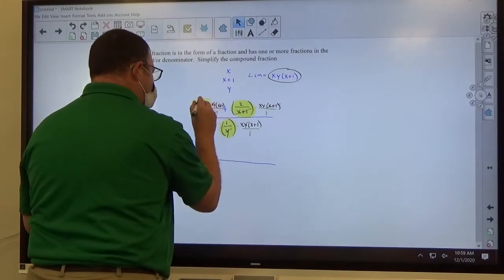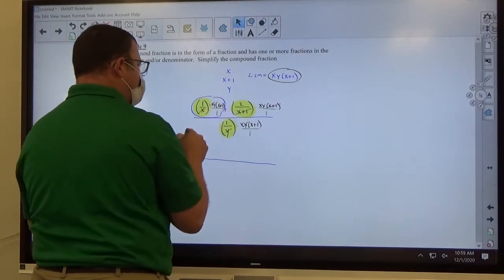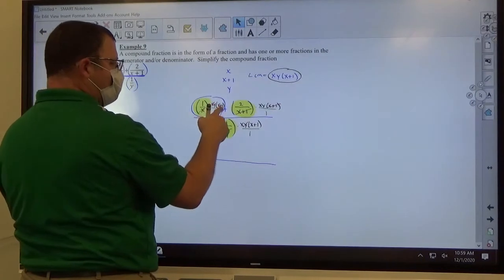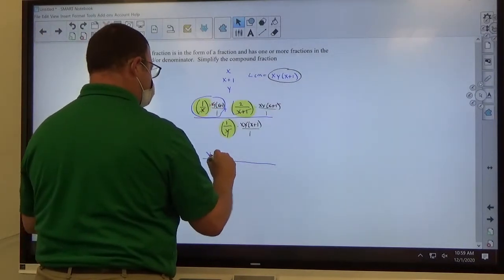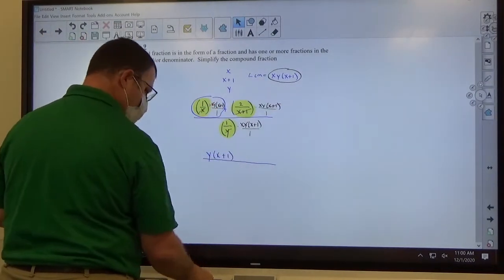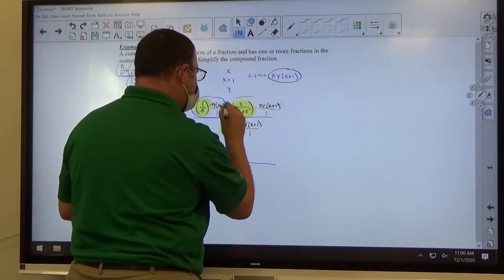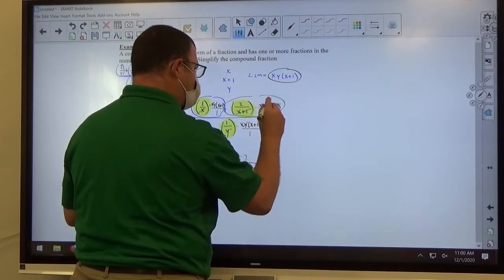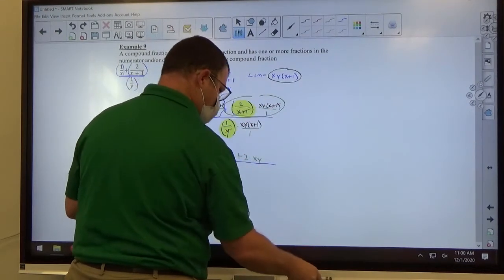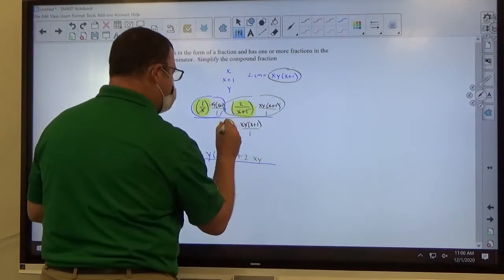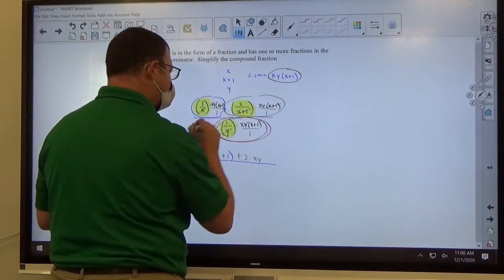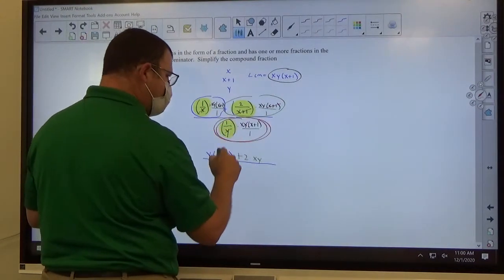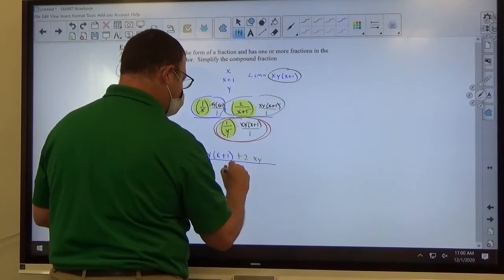for this whole term here, I've got 1 times y times x plus 1. For this whole term here, I have plus 2 times xy. For this whole term on the bottom, I've got 1 times x plus 1.